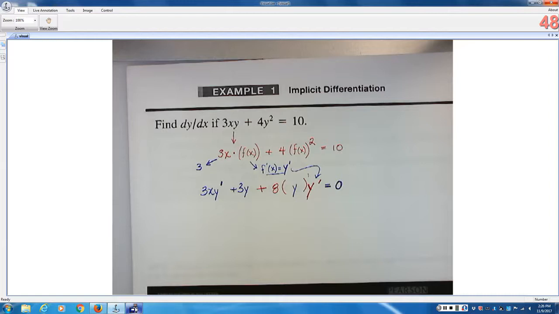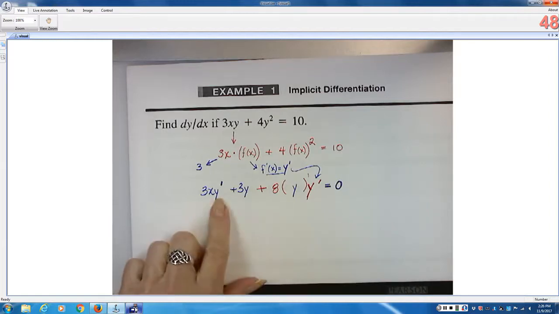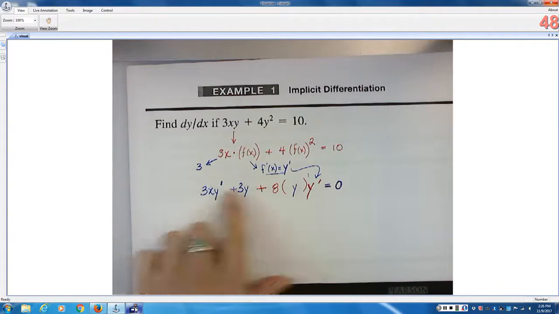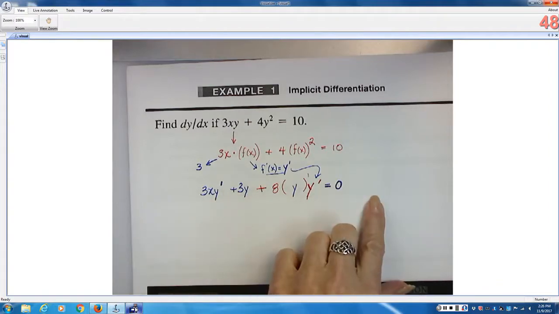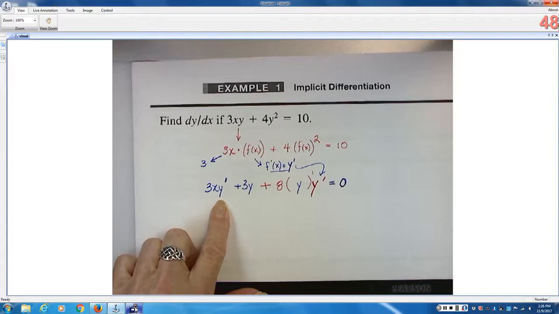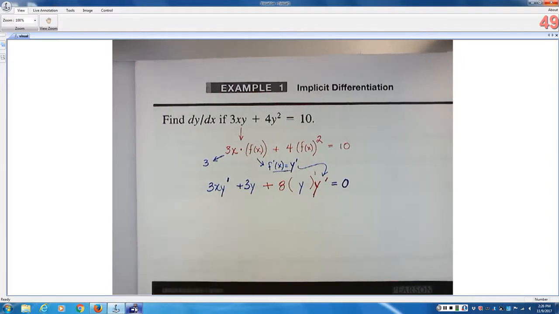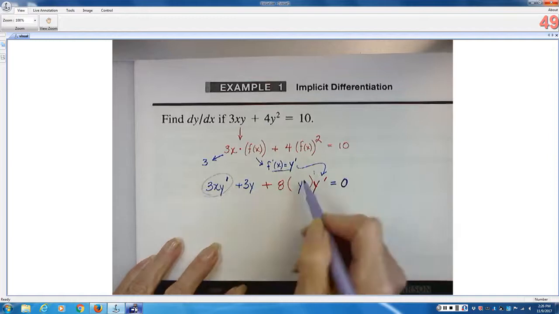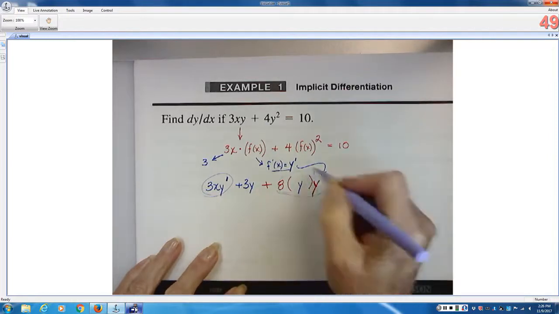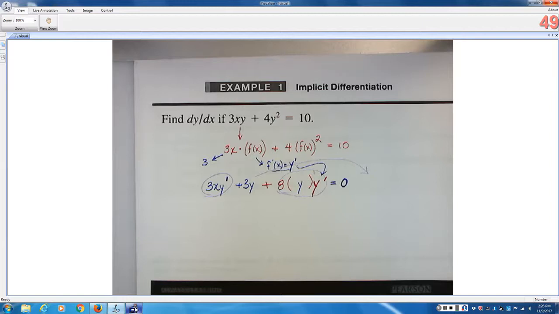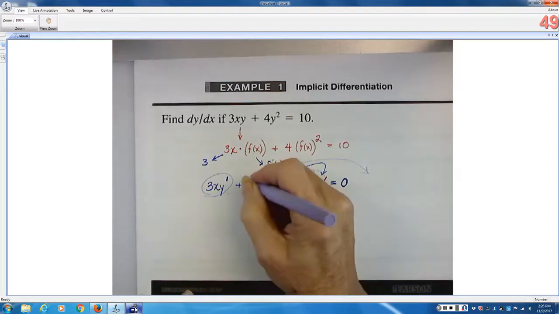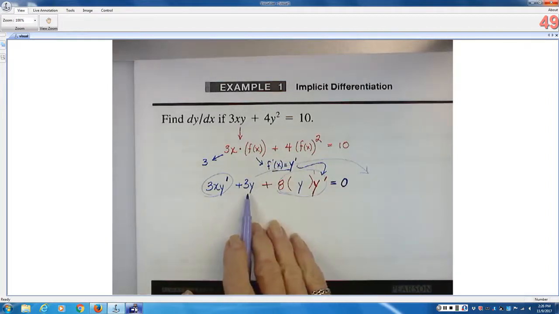Now here's how, if you can get through this step, the rest of it is really not hard at all. What we want is all of the terms that have y primes on one side and all of the terms that don't have y primes on the other side. Okay? That's our goal. Our goal is to move this and that to the other side and get this by itself essentially.